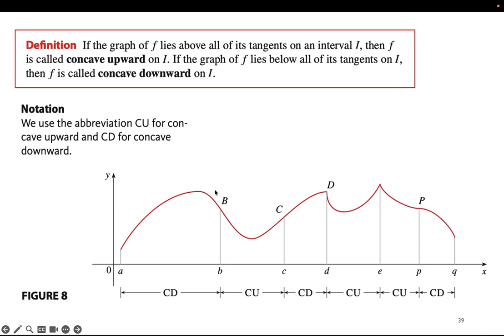We saw this point earlier, this point B, and also C. That's called an inflection point. It's where the concavity changes from, for example, down to up. Or here, up and then to down. So where concavity changes is where you have an inflection point. Here, same thing. D is also an inflection point. Concave down and then concave up.